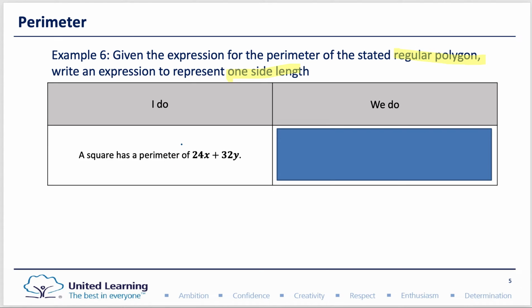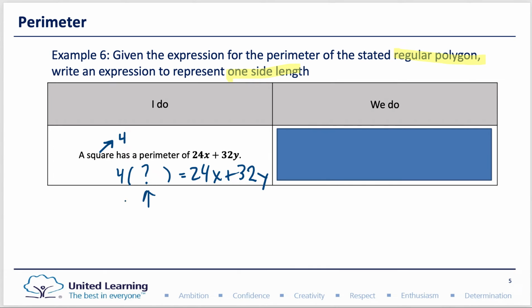A square has a perimeter of 24x plus 32y. First off, how many sides does a square have? 4, which means 4 of the same expression, think about what we just did, were multiplied, so 4 times something, or 4 of them were added together, however, and got this. So if we think backwards, how can I solve for one side? Well, if I divide every single quantity by 4, it will give me the expression that was originally here.